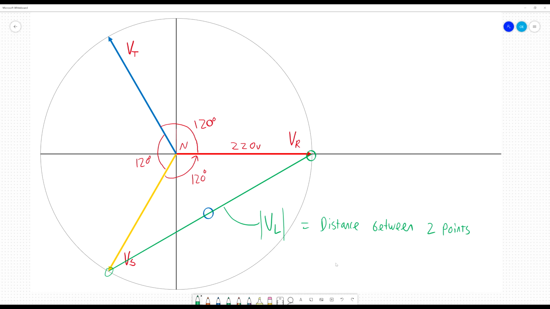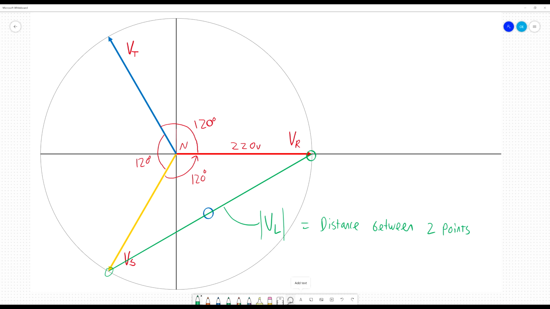I could do it between VT and VS as well, or VR and VT. It doesn't matter. Although the voltage is a vector, when we're specifying it here, we're only interested in its magnitude, not its direction. So I could use trigonometry to work this out, couldn't I? That's not going to be too difficult. Or I could just put my ruler, because I've drawn this to scale, and measure the length of this green line, and that would tell me what VL is.